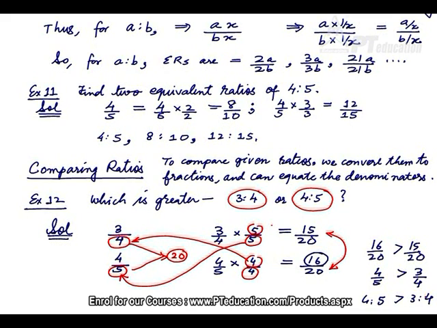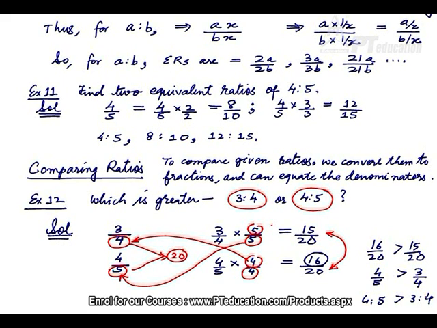That means we need to multiply the first ratio 3 by 4 by 5 by 5 and the second ratio 4 by 5 by 4 by 4. What will be the result? Let us see in the notepad. 3 by 4 multiplied by 5 by 5 gives us 15 by 20 and 4 by 5 multiplied by 4 by 4 gives us 16 by 20.